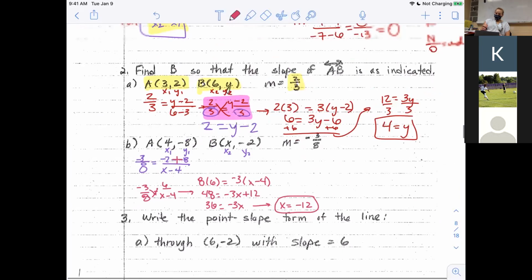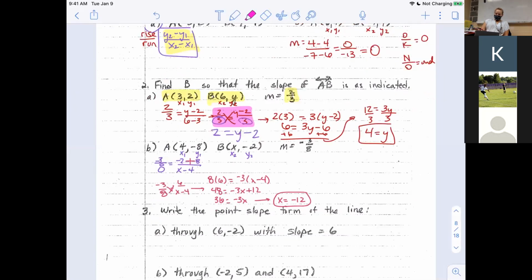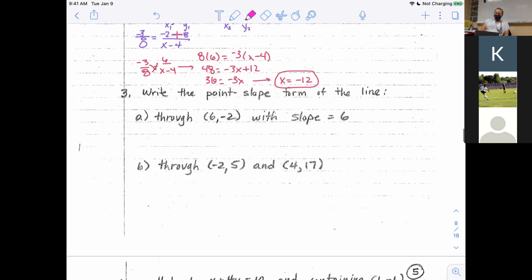So if I give you the slope and then give you a completed point and then a not completed point, we can just use our slope formula in order to solve. Okay? Not too bad. Next, it says write the point slope form of a line. Wait a second, what's point slope? Who remembers point slope? Most of us remember slope intercept.